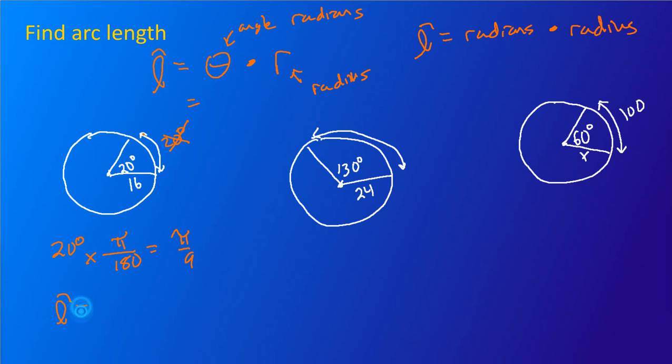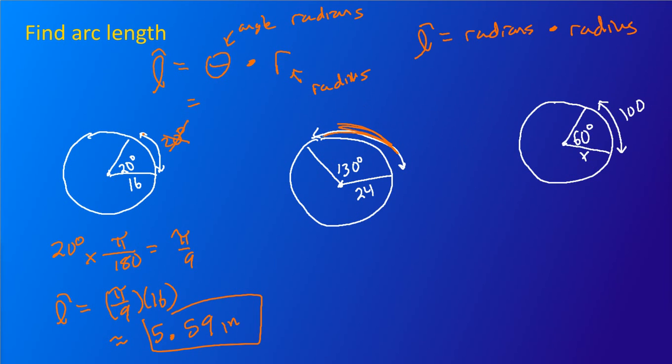So now I'm going to use my arc length formula, replace the angle with pi over 9, and my radius is 16. And we can go ahead and use the pi key on our calculator. I'm going to get 16 pi over 9, which is going to be about 5.59. I didn't give a unit here. Let's say it's inches.